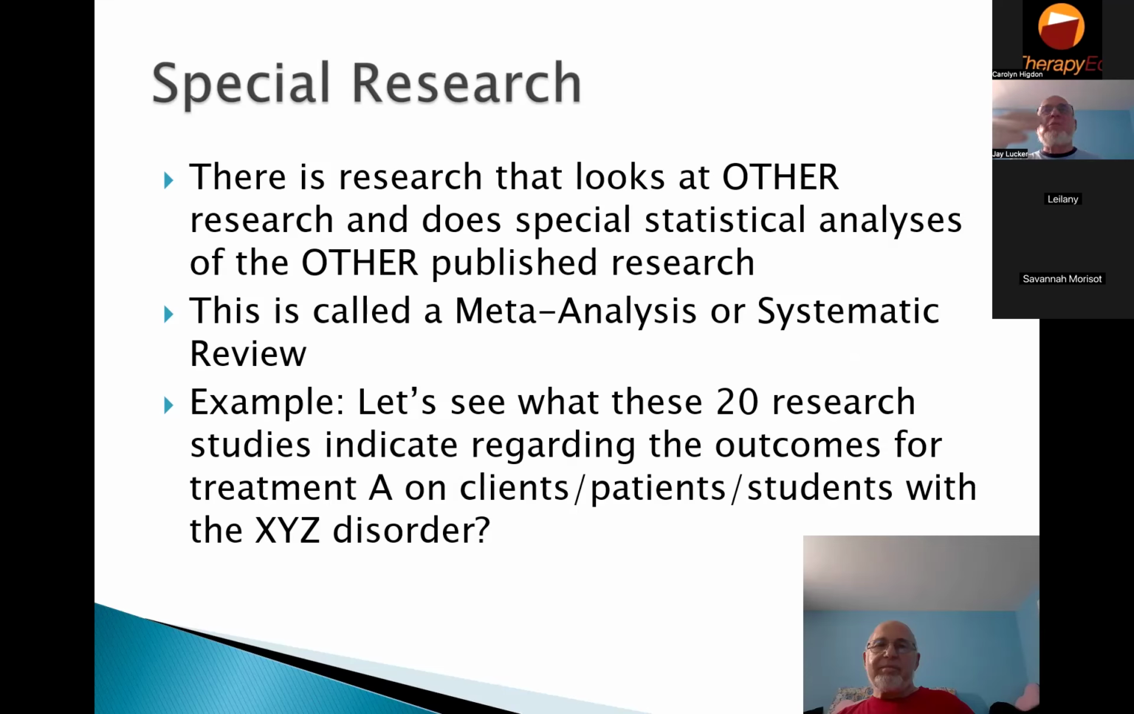What we did is we found patterns, very descriptive research, patterns of the research. So we analyzed previous research, describing it. Let's see what these 20 research studies indicate regarding the outcomes for treatment A on clients, patients, students, whatever it is, with the XYZ disorder. And if the 20 studies show a lot of things, that's research that people might want to look at. It's not just this article, that article, that article. Your article looked at all 20 of them.